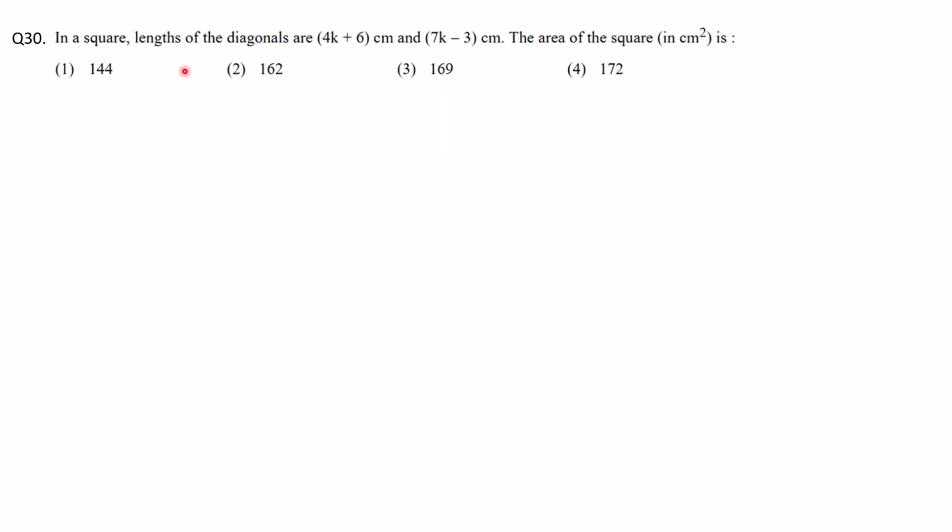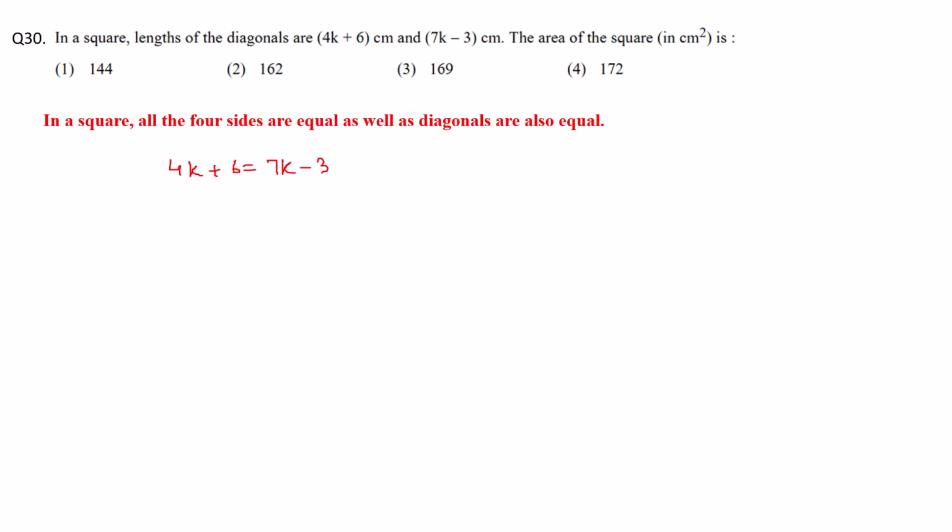Question number 30. In a square, the length of the diagonals are 4k plus 6 centimeter and 7k minus 3 centimeter. Find the area of the square in centimeter square. So now first recall the properties of a square. So a square will have all the four sides equal as well as diagonals will also be equal. And here diagonals measure as given. So we know that diagonals are equal. So from there I can write 4k plus 6 is equal to 7k minus 3. So I can write 7k minus 4k equal to 6 plus 3. So 3k is equal to 9, and the value of k I will get as 9 by 3 equal to 3.